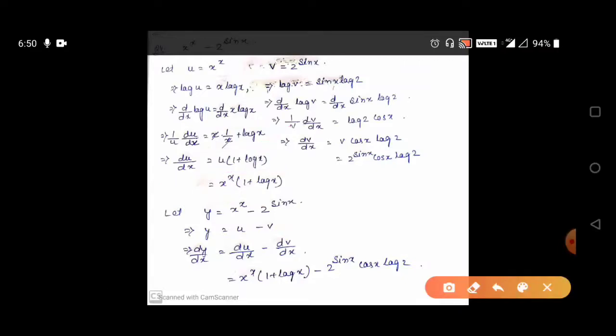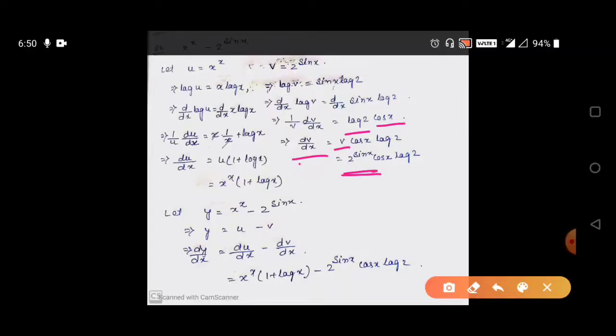Here also d dx of log v is 1 by v dv by dx, and here also we will apply the formula of uv. Whenever log 2 is constant, d dx of sin x is cos x, and whenever sin x is constant, d dx of log 2 is 0, because log 2 is a constant. So we have not written that part, we have only written log 2 cos x, and dv by dx is equal to v into cos x log 2. Now we will replace v by 2 to the power sin x.